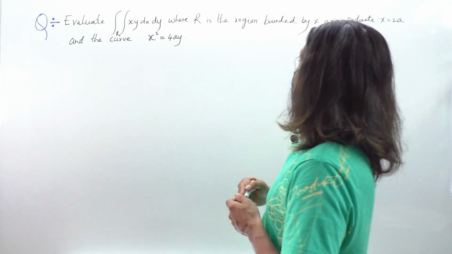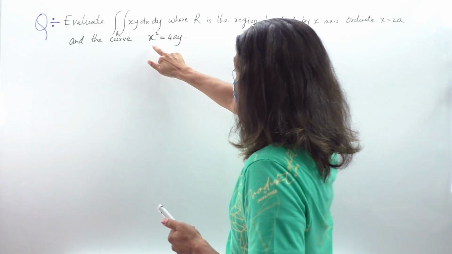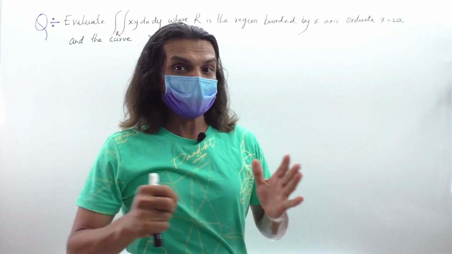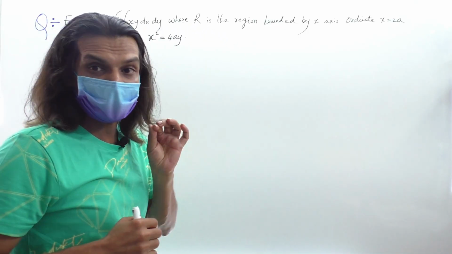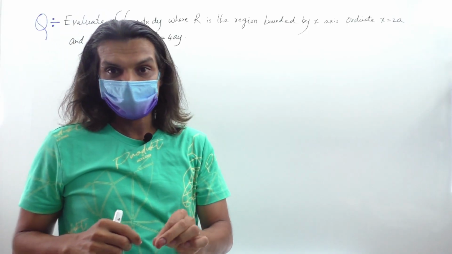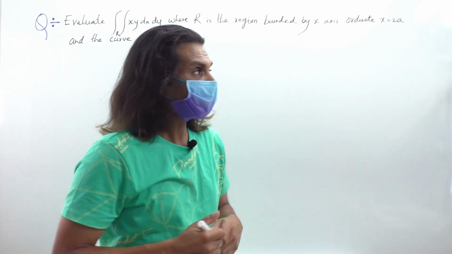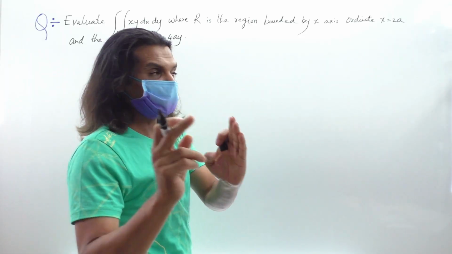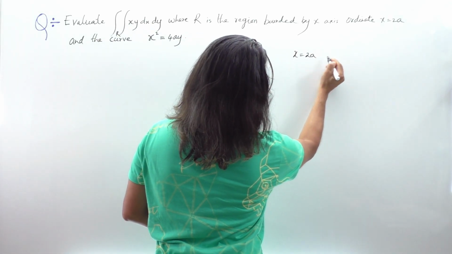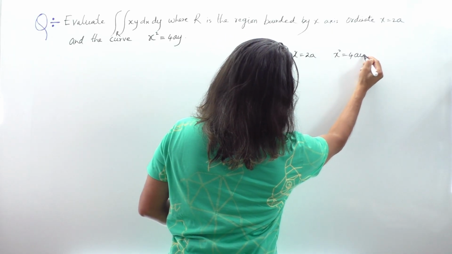So how to solve this? See, I showed you so many graphs. Now see the equations here. We have x square is equal to 4ay and x is equal to 2a. Now comes the use of the graph. So the first thing you are going to do here is understand the graphs of the equations and then find the point of intersection. So first deal with the two equations: x is equal to 2a and the other one is x square is equal to 4ay.